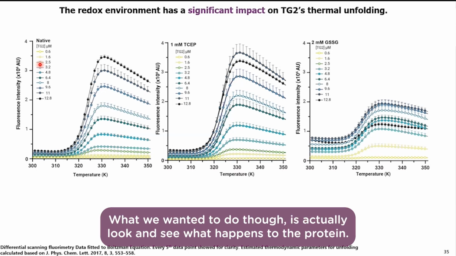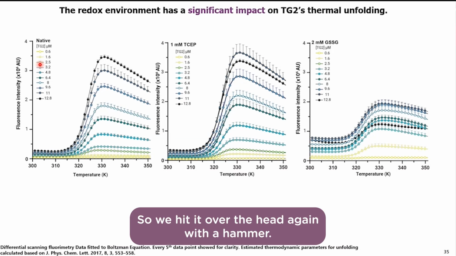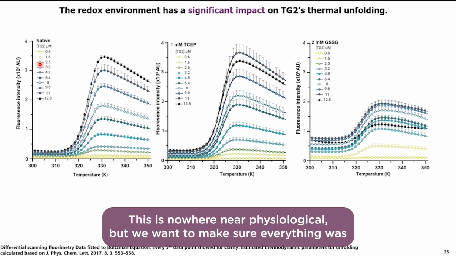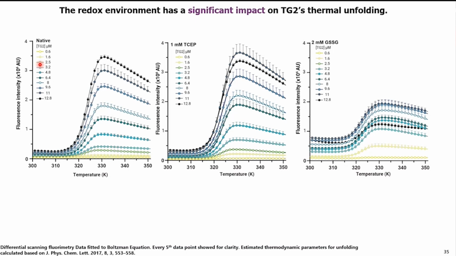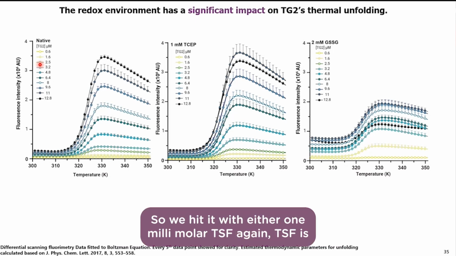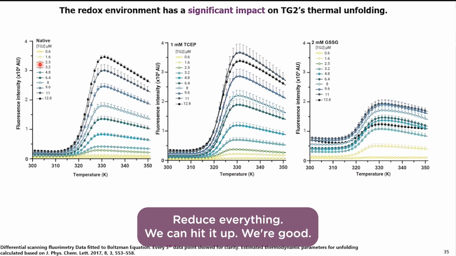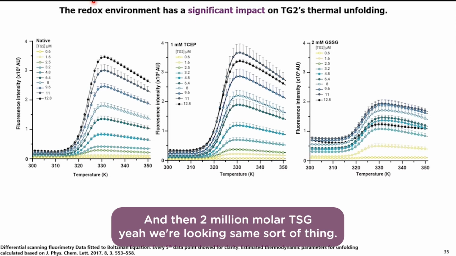What we wanted to do, though, is look and see what happens to the protein. So we hit it over the head again with a hammer. I mean, we reduced the hell out of it, and we oxidized the hell out of it, right? This is nowhere near physiological, but we want to make sure everything was pretty much oxidized or reduced. So we hit it with either 1 millimolar TCEP. Again, TCEP's a little bit better than DTT at this point. It'll reduce everything. We can heat it up. We're good.